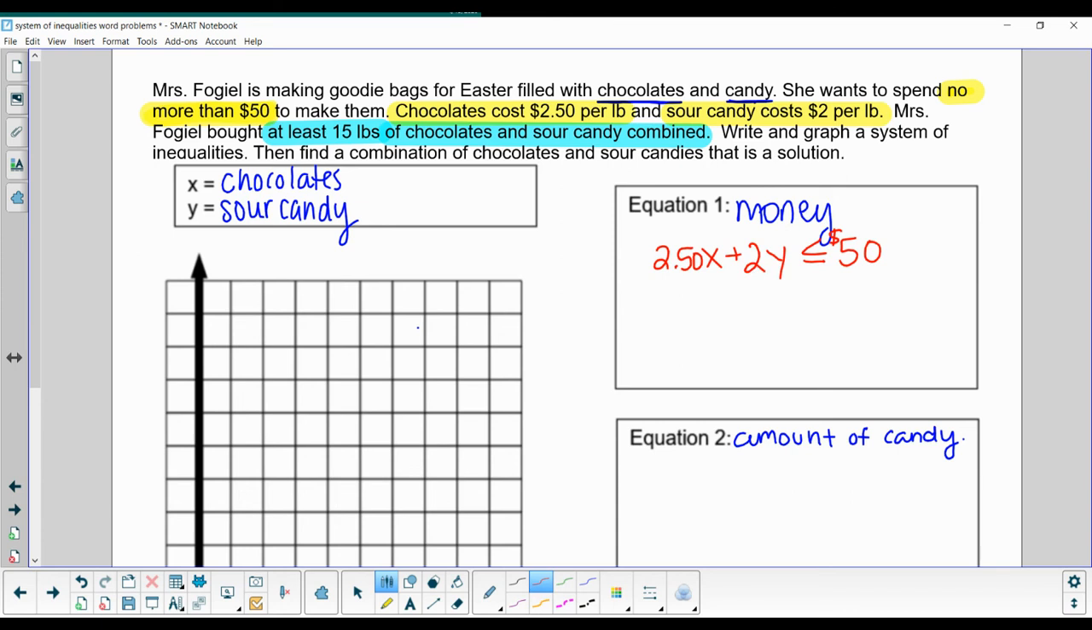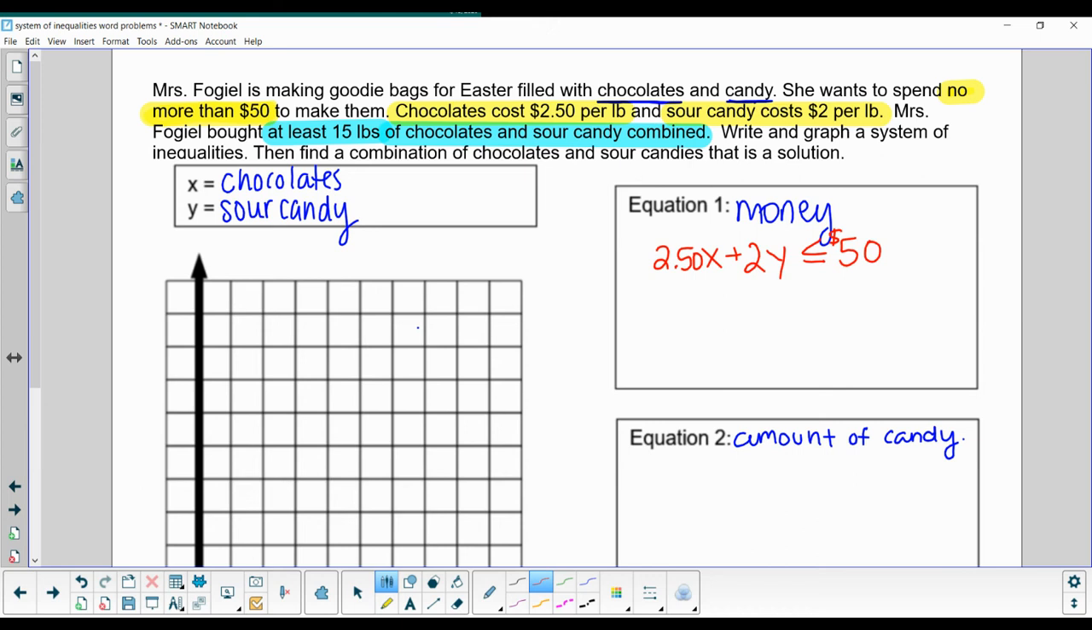Now I want to figure out the amount of candy, and this one's a little bit trickier. It says that Mrs. Fogiel bought at least 15 pounds of chocolate candy and sour candy combined, but it doesn't say any other numbers to go with them. So I just know that there's some amount of chocolate and some amount of sour that are going to go together.